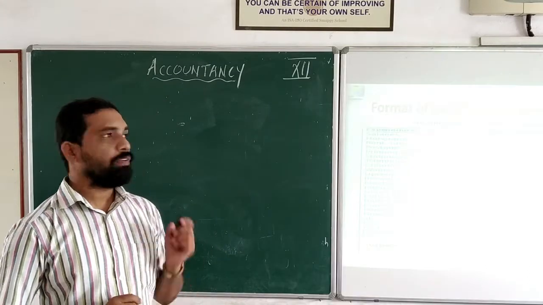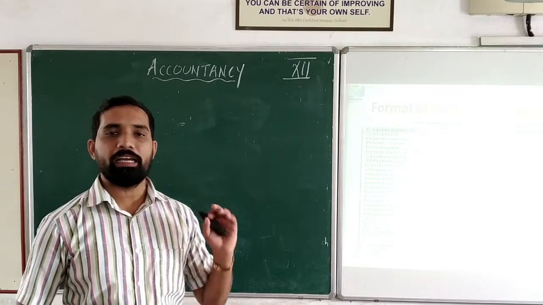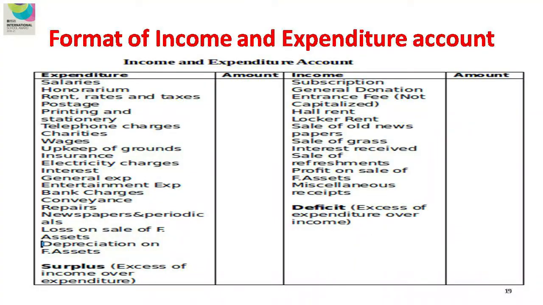The next, we can move to the format of income and expenditure account. So we know that income and expenditure account has two sides, debit side and credit side. Here, the debit side shows expenditure and the credit side shows incomes.